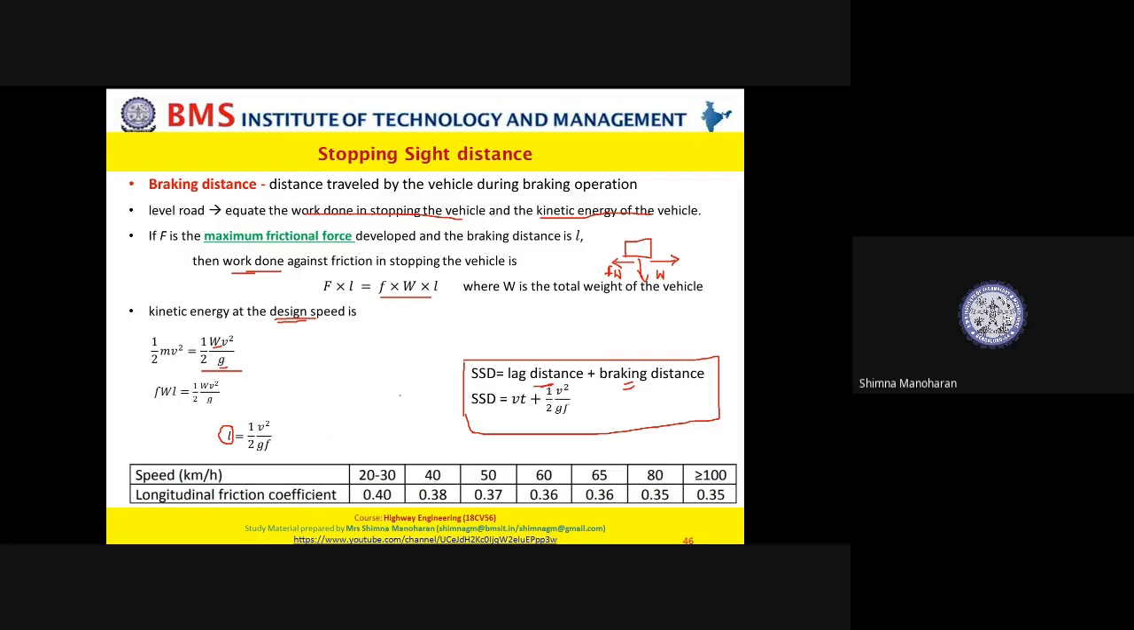So the table that has been shown over here is the longitudinal frictional coefficient that you have to take for the speed. This is from IRC. I will share the IRC code in the classroom. I'll share IRC in GCR so you can go through the IRC and understand where this table is coming from. So for the design speed, this is the longitudinal frictional coefficient.